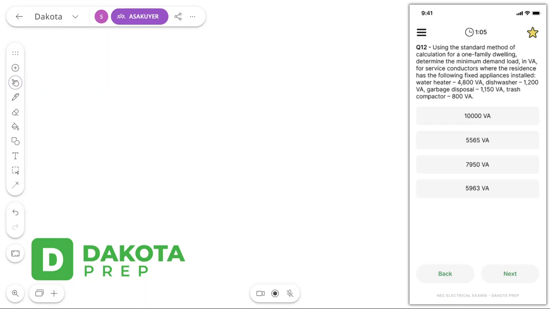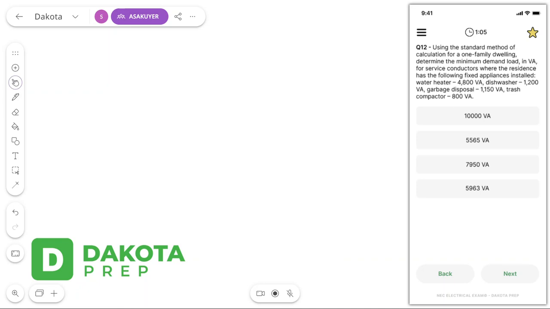Okay, so there's a little bit of a catch here. It's a little confusing sometimes, but we're going to be spending all of our time on this particular question. Let's just look at the question real quick. It says, using the standard method of calculation for a one-family dwelling, determine the minimum demand in volt-amps for service conductors where the residence has the following three fixed appliances installed. You've got a water heater, a dishwasher, a garbage disposal, and a trash compactor.